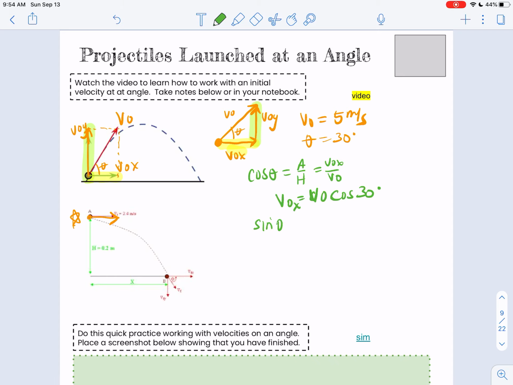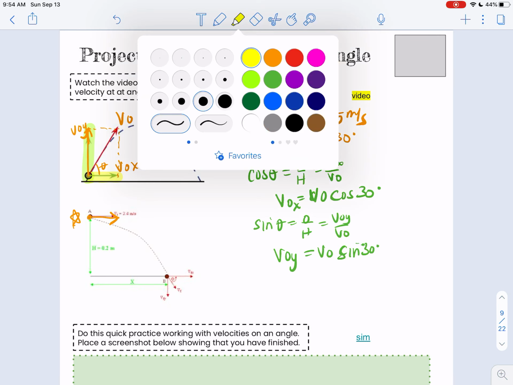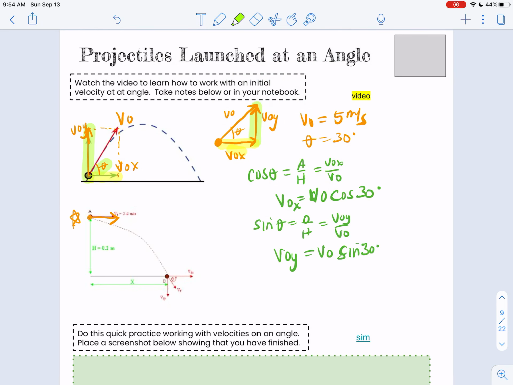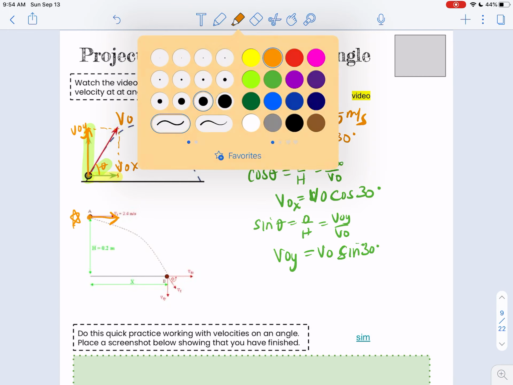Okay, similarly, I can do the same thing with sine, V naught Y over V naught. So V naught Y equals V naught sine 30. Okay, and almost always the cosine goes with the X and the sine goes with the Y, right? Because most likely they're giving you this angle right here, this theta, okay? If they don't, then you have to be careful. But in this case, mostly they do, all right?